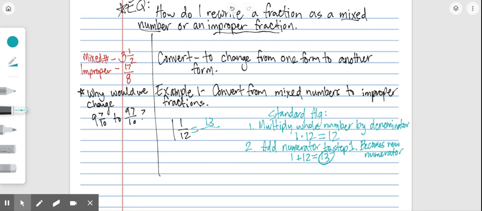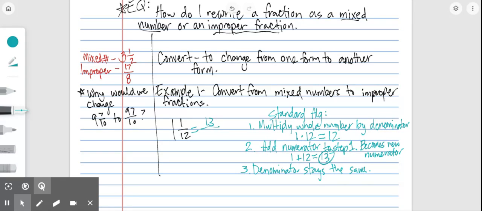Okay, and step 3 doesn't involve a lot. It just is: keep the denominator the same. So the denominator is 12, and this bottom number is going to stay 12. That's our 3 steps to converting from a mixed number to an improper fraction.